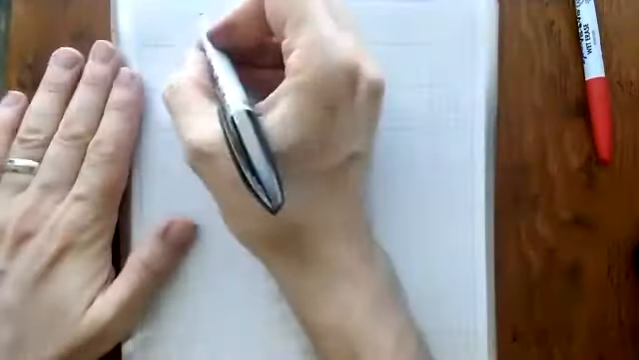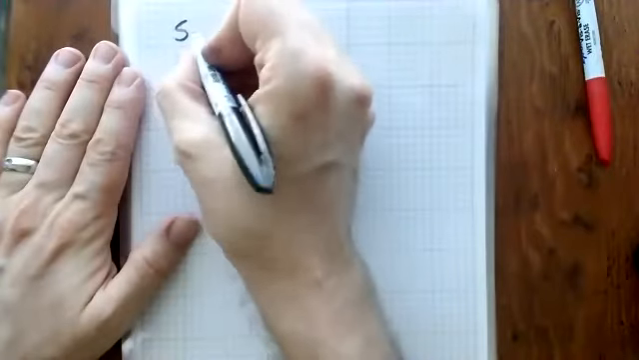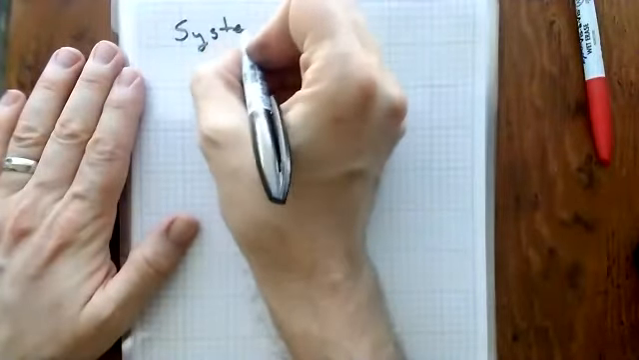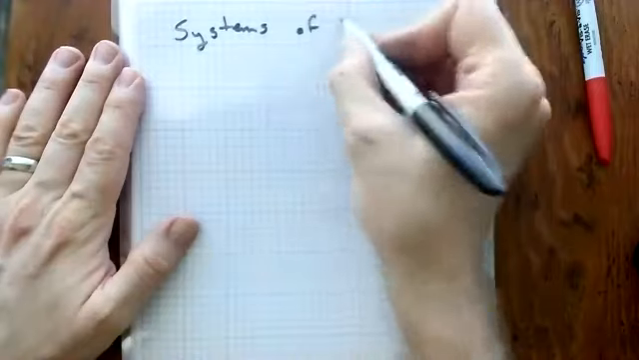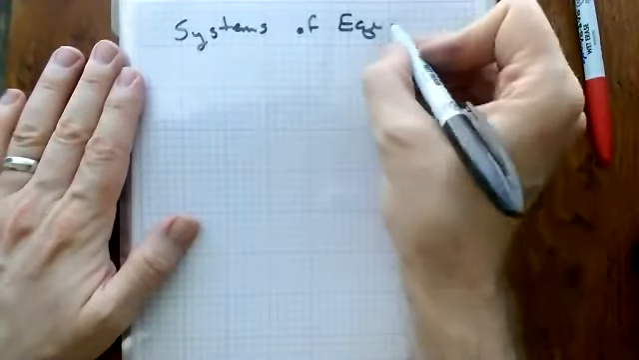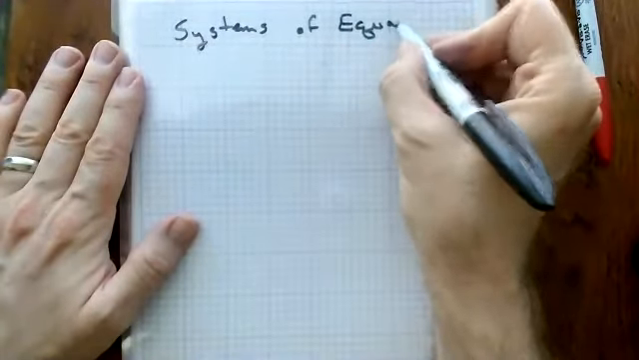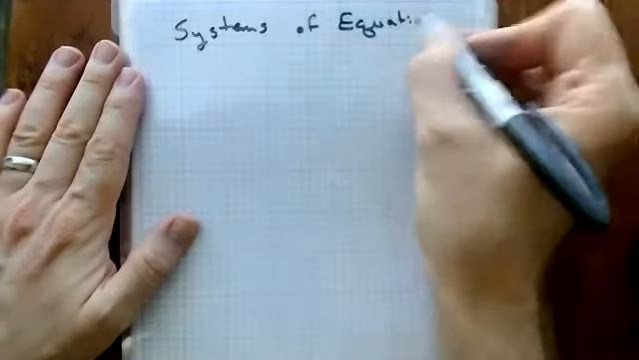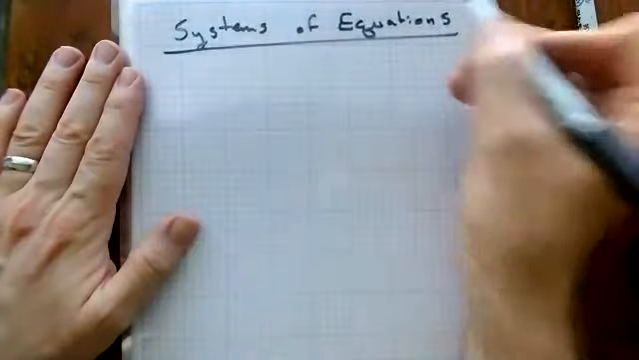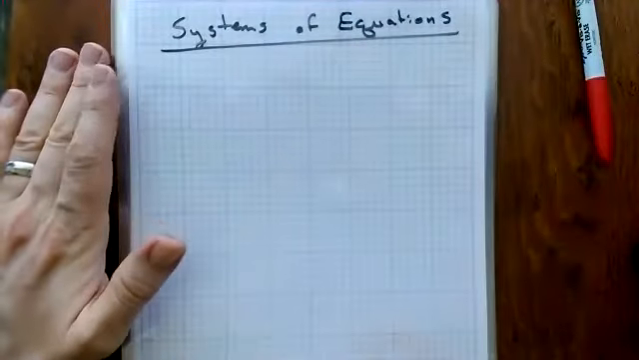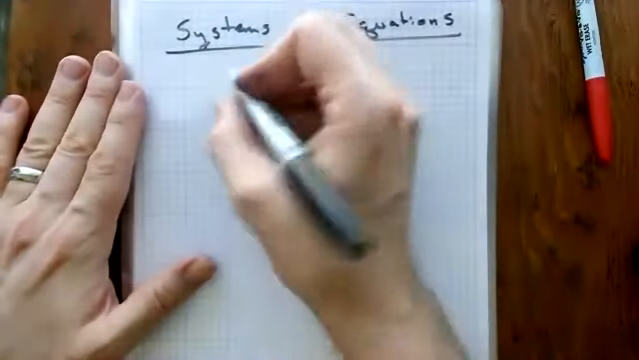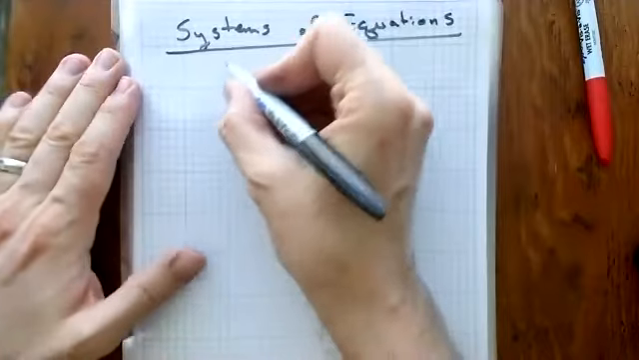Okay, so we're going to start talking about systems of equations. And this is just going to be a fairly quick introduction to our systems of equations. Now, whenever we're talking about a system of equations, we've got a couple things to keep in mind.